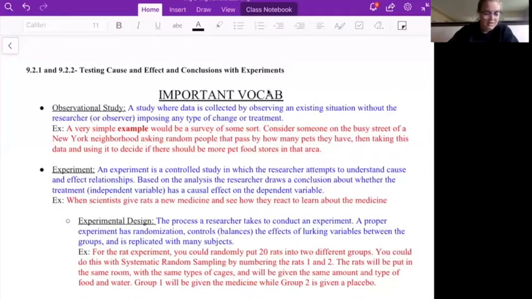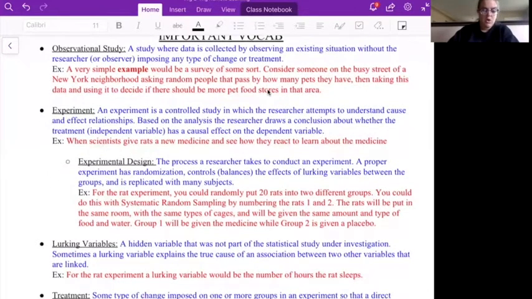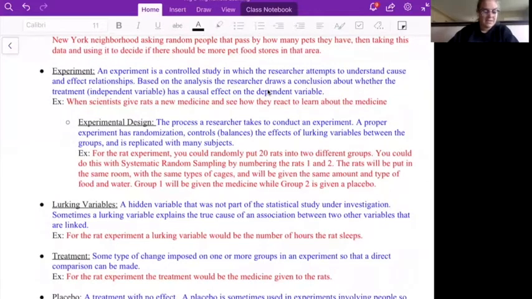An experiment is a controlled study in which the researcher attempts to understand cause and effect relationships. Based on the analysis, the researcher draws a conclusion about whether the treatment, the independent variable, has a causal effect on the dependent variable. An example is when scientists give rats new medicine and see how they react. We're going to run with this example with rats.